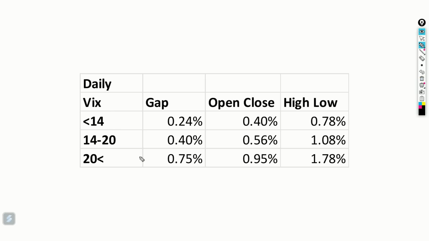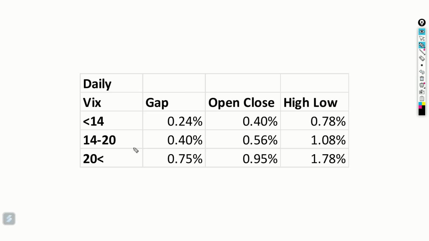Similarly, when VIX is between 14 to 20, the daily gap up or gap down expected is around 0.4% in absolute terms. So what do I mean by absolute terms? It can either be positive 0.4% or it can be negative 0.4%. And this is the average gap up or gap down.